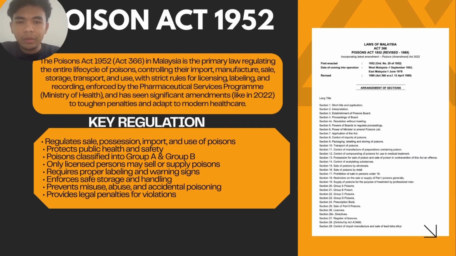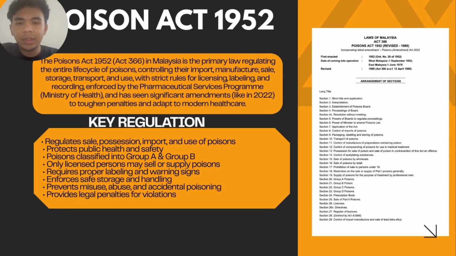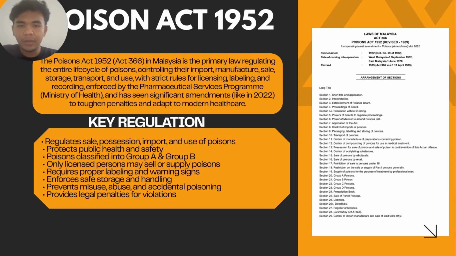For the next part, I will explain the Poison Act 1952. The Poison Act 1952, or Act 366 in Malaysia, is the primary law regulating the entire life cycle of poison, controlling the import, manufacture, sales, storage, transport and use with strict rules for licensing, labeling and recording. It is enforced by the Pharmaceutical Service Program, Ministry of Health, and has seen significant amendments, like in 2022, to soften penalties and adapt to modern healthcare.